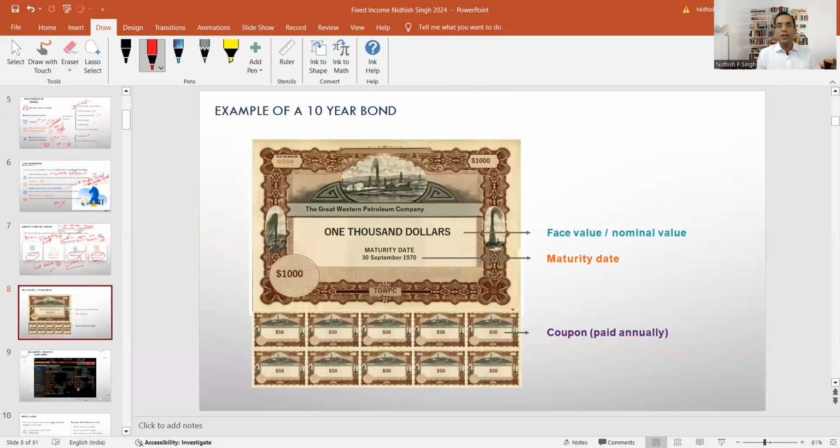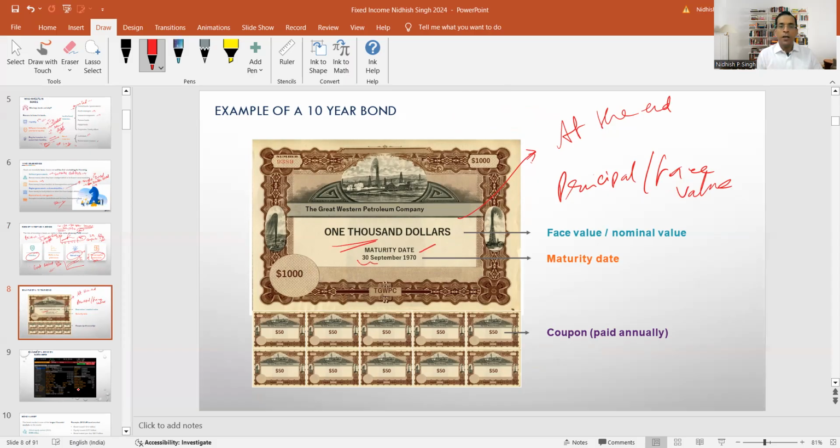So this is how it looks. We talked about the principal or face value. For $1,000, that would be the face value. That means this is the amount which will be paid at the end of the tenure. This is the maturity date.